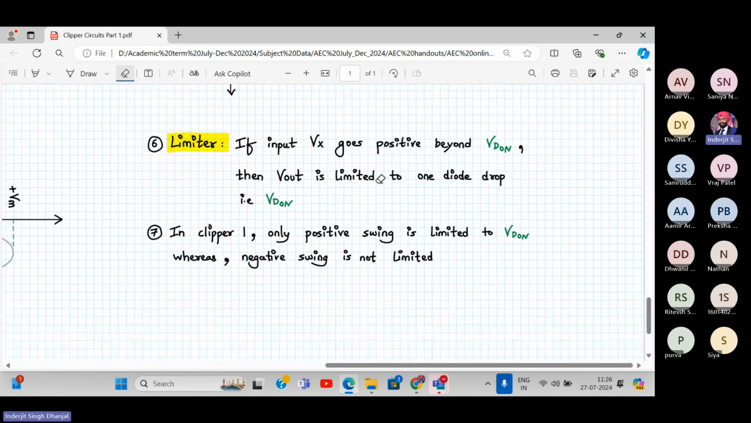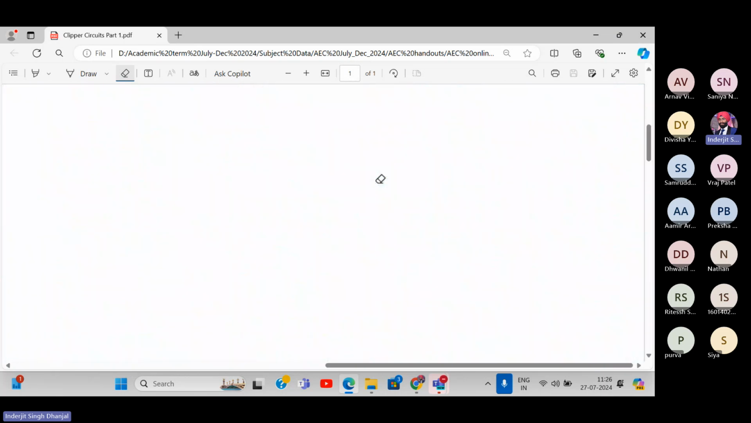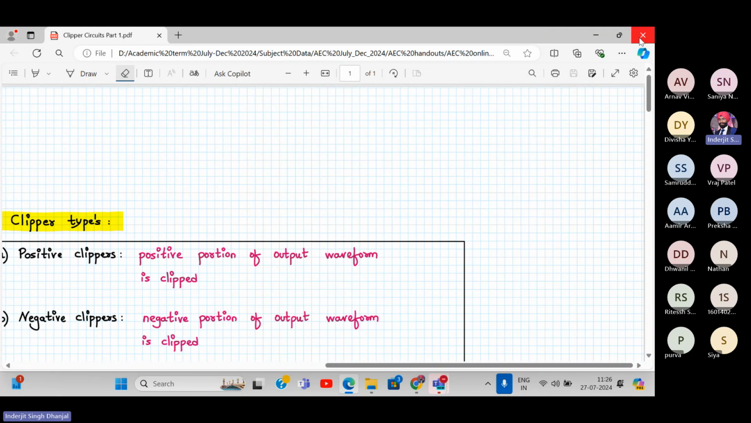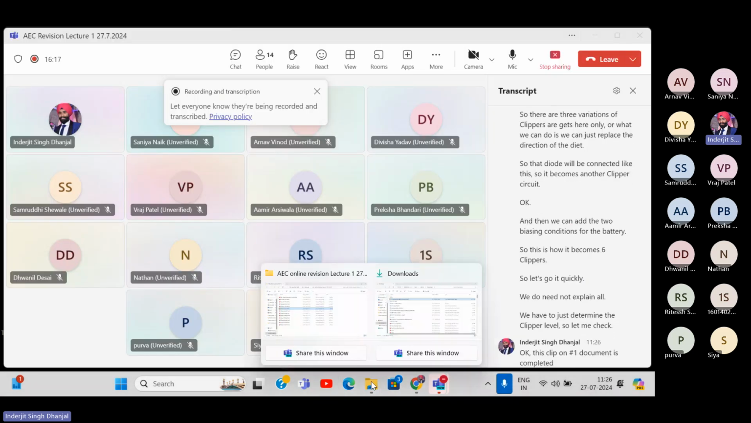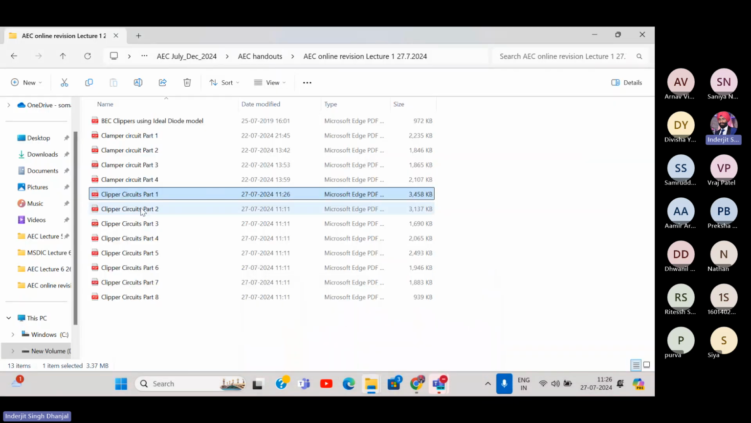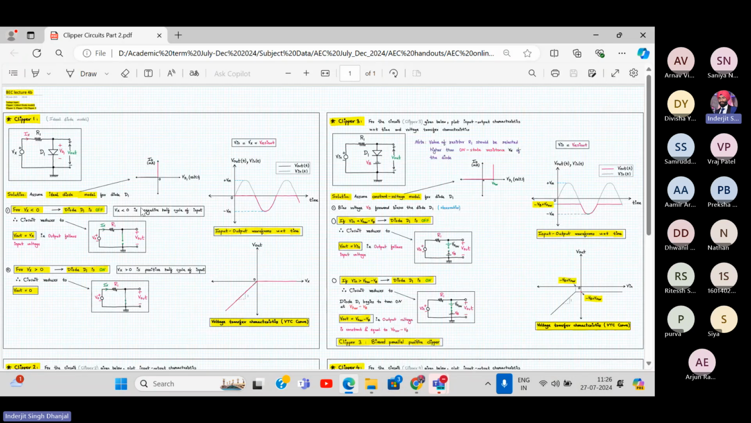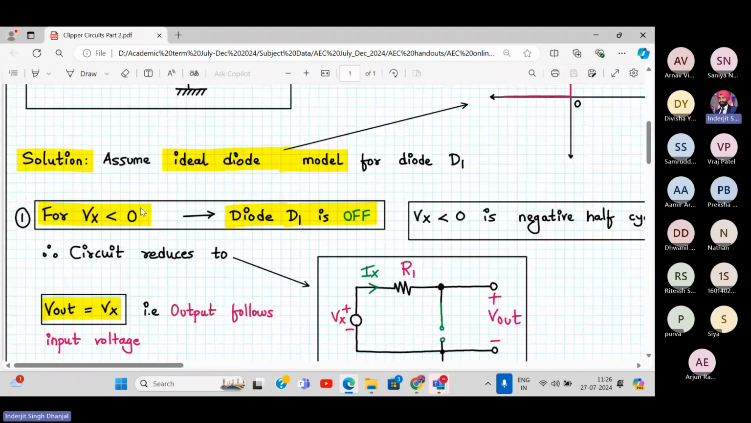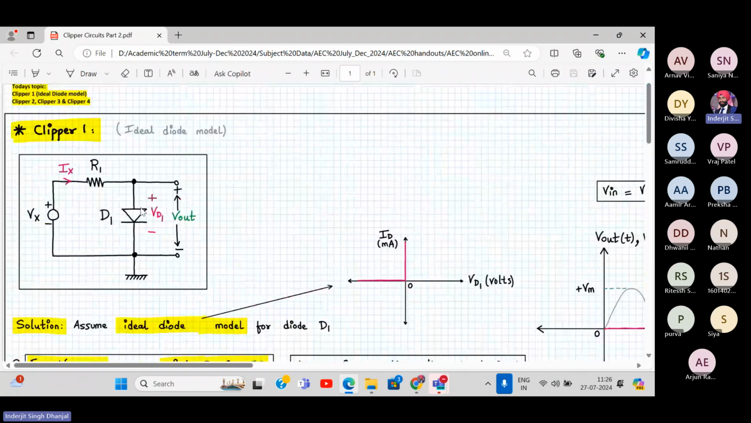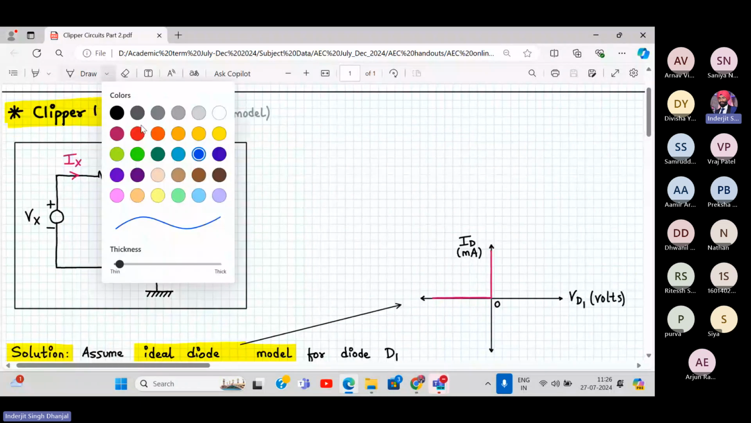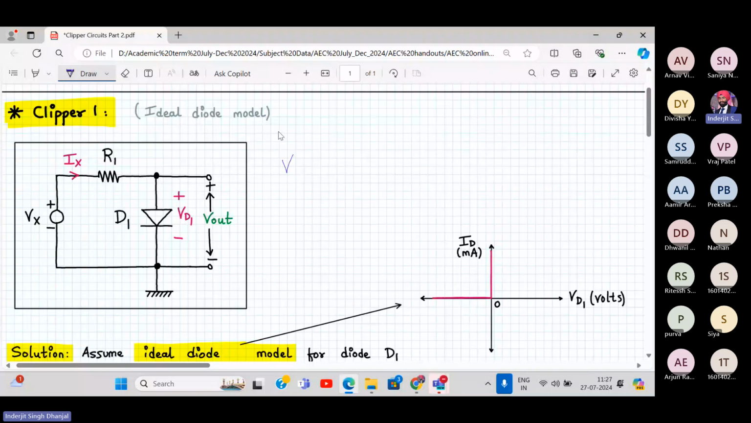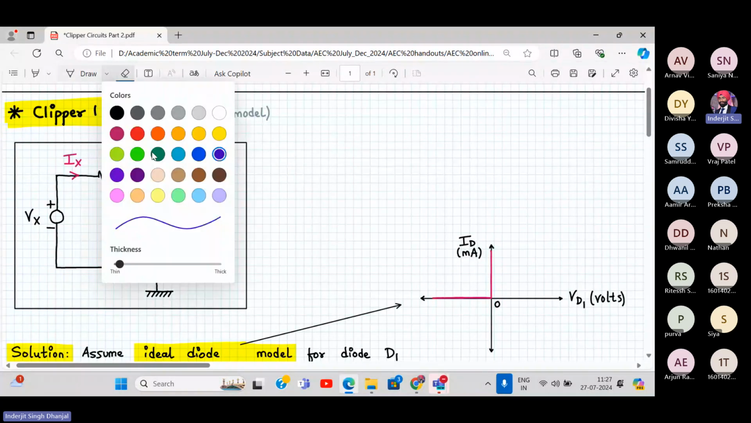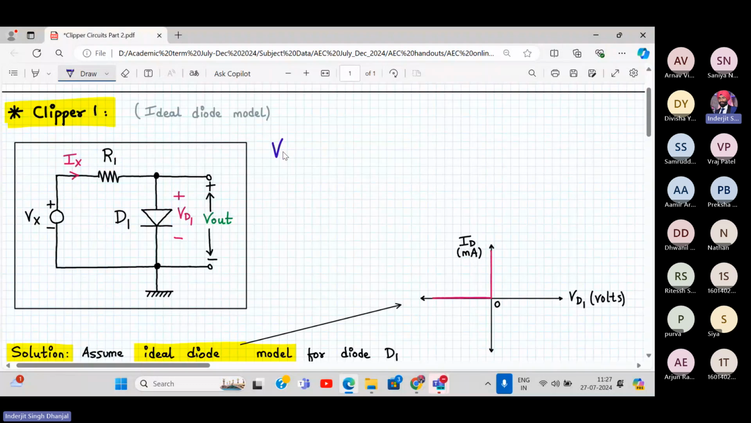So let me check. Okay, this clipper number one document is completed. Let me go to clipper number two. Now it's just a variation. We did not do anything much. So this was just clipper number one. What was the clipping level over here? Let's write down the conditions only. Sorry, I have to increase this a bit. What was the clipping level in this circuit?